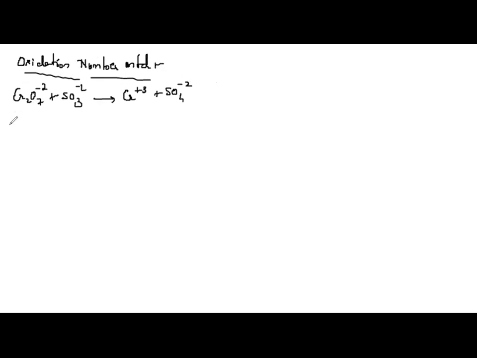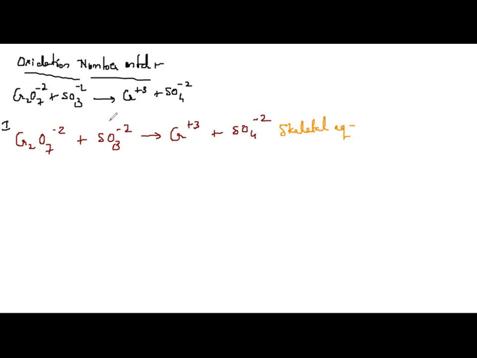So we'll go on stepwise. What is the first step? We will write the skeletal equation, and then we will assign the oxidation numbers. So let us write the skeletal equation: Cr2O7 2- plus SO3 2- gives Cr3+ plus SO4 2-. What is this equation called? This is called the skeletal equation. So, first step done. Now I will assign the oxidation numbers.